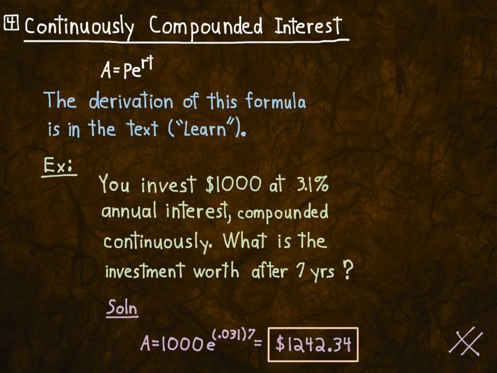And you get $1,242.34, which is what I had on the previous page, the maximum you could possibly get, compounding more and more and more frequently. So that's what compounding continuously means. And that's it for that section.